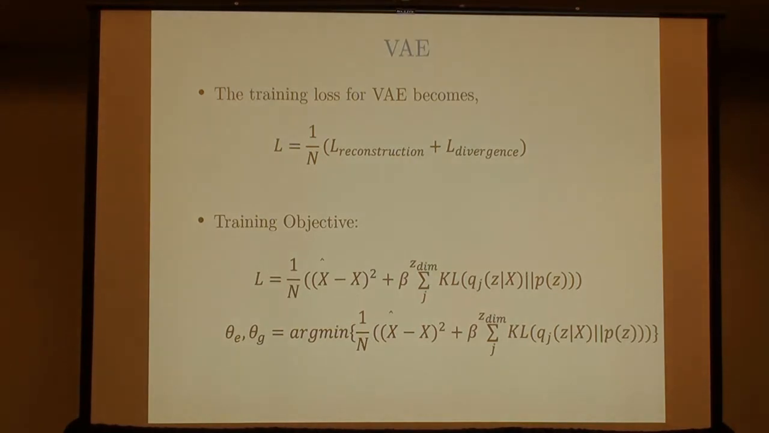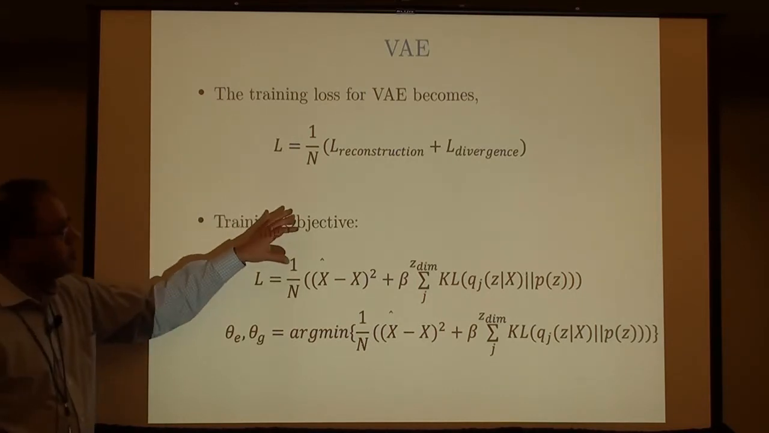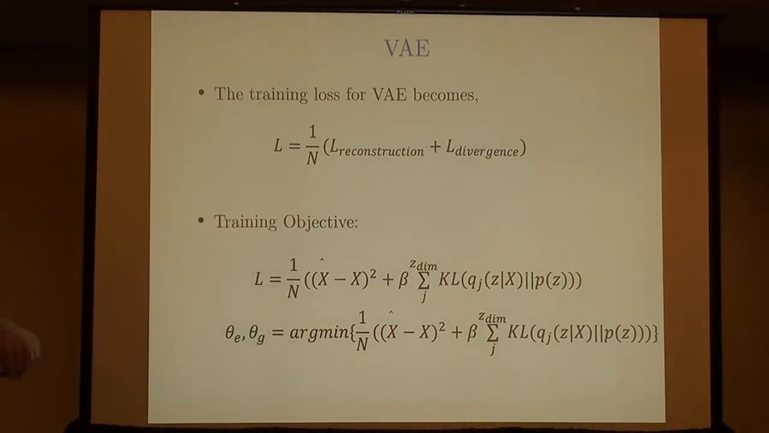Right, so these two terms actually fight with each other. If you try to lower one, the other one goes up. So it's a sort of a fine balancing game that you have to play. You want to make sure that your reconstruction loss is low, but it doesn't increase the divergence loss as a result. And these are some of the expressions.